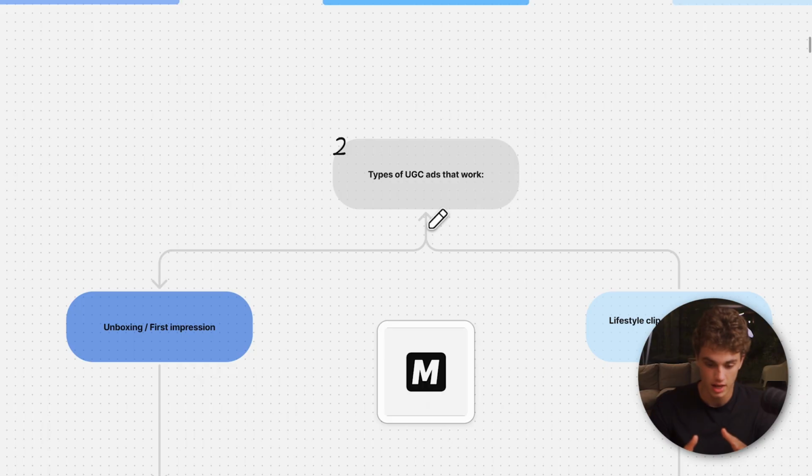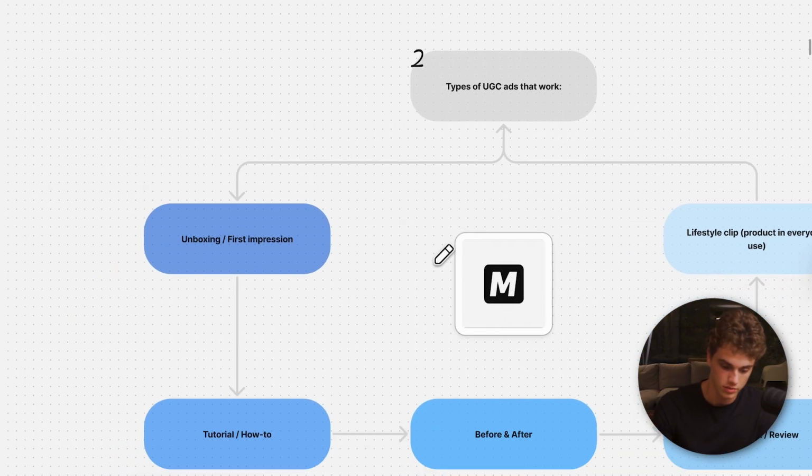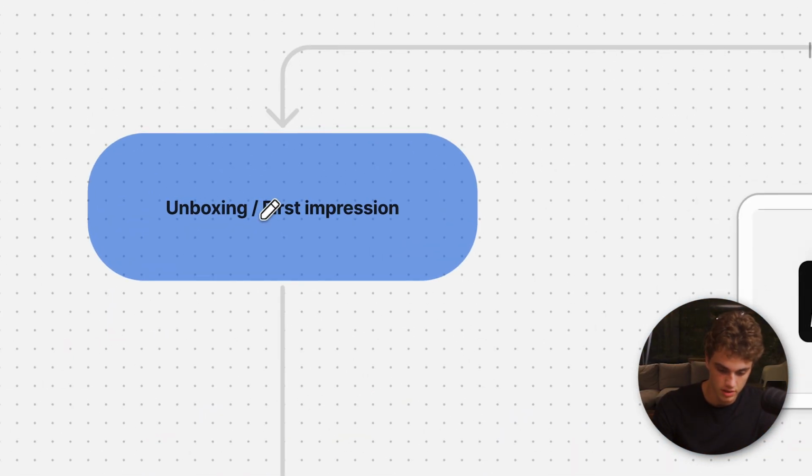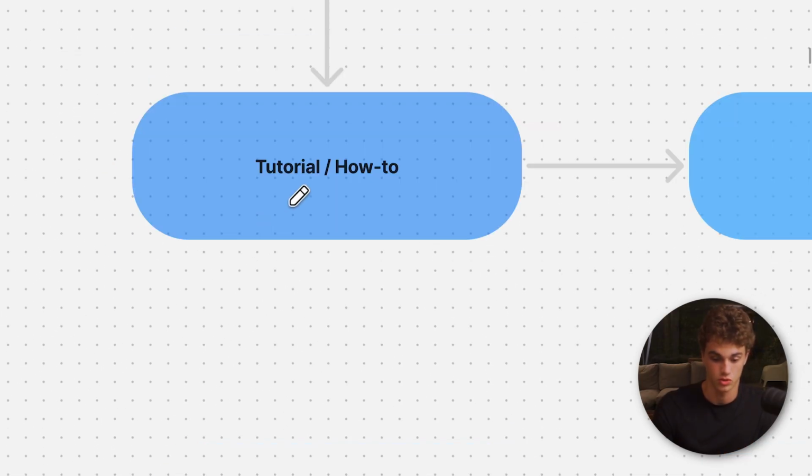So given that, types of UGC ads that actually work, well, you can have an unboxing, a first impression video, maybe a tutorial or a how-to video, basically explaining how something works, a product, and show it eating the honey or whatever it might be.